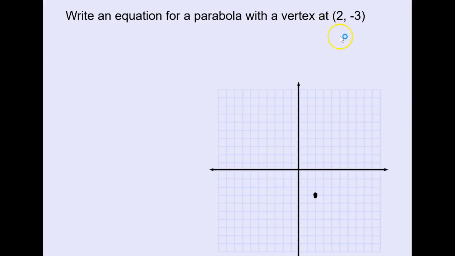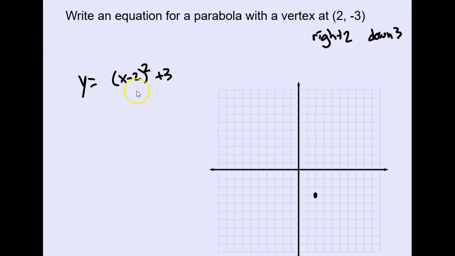Well, let's think about this in terms of a translation. We went right 2 from the origin. We went right 2 and we went down 3. Right 2, down 3. So I'm going to go ahead and just try to write something in standard form. Y equals x, how do we go right 2? We have to minus 2 inside the parentheses, and then we have to add 3.